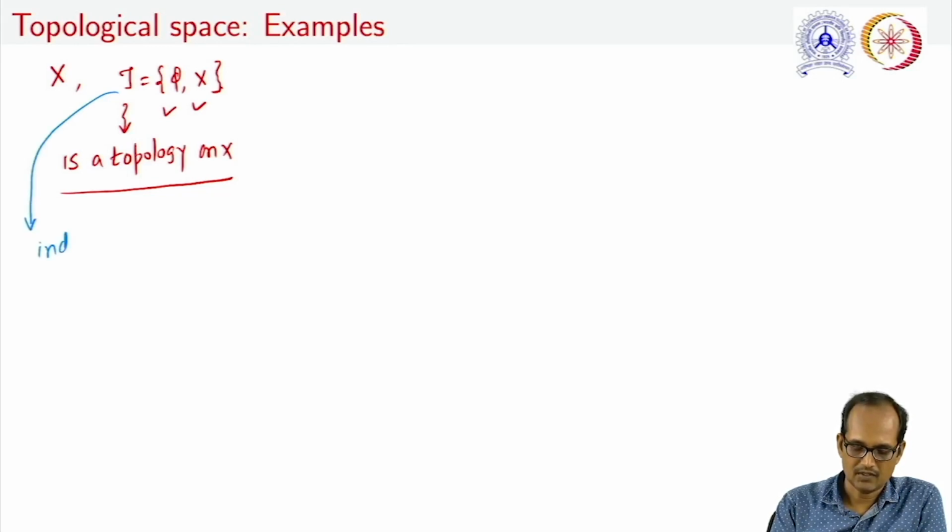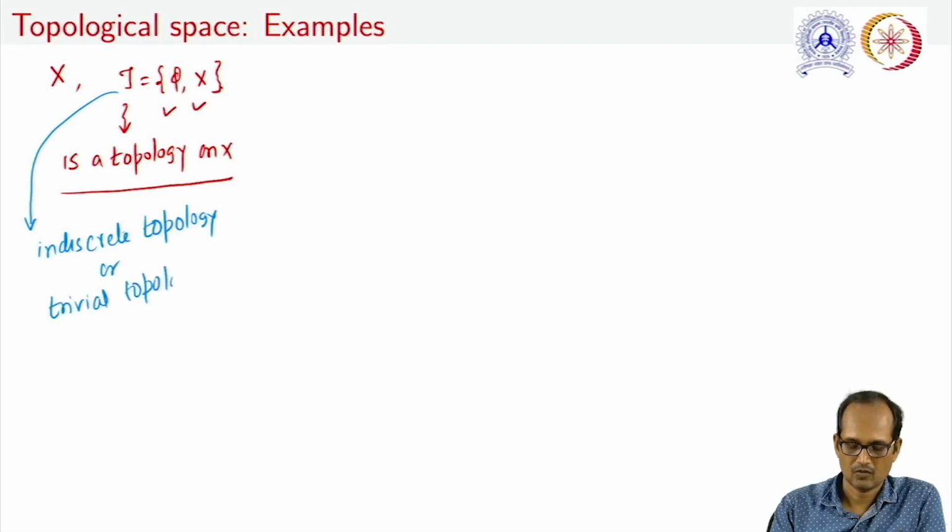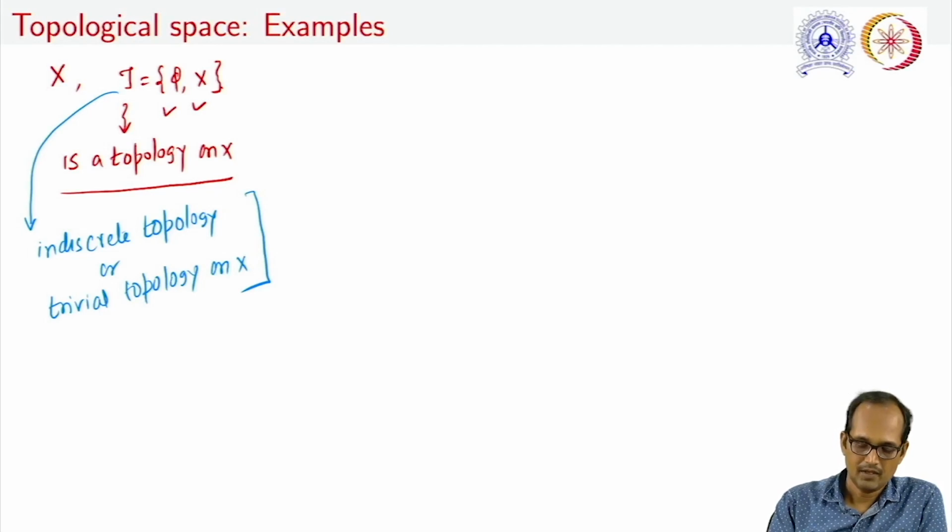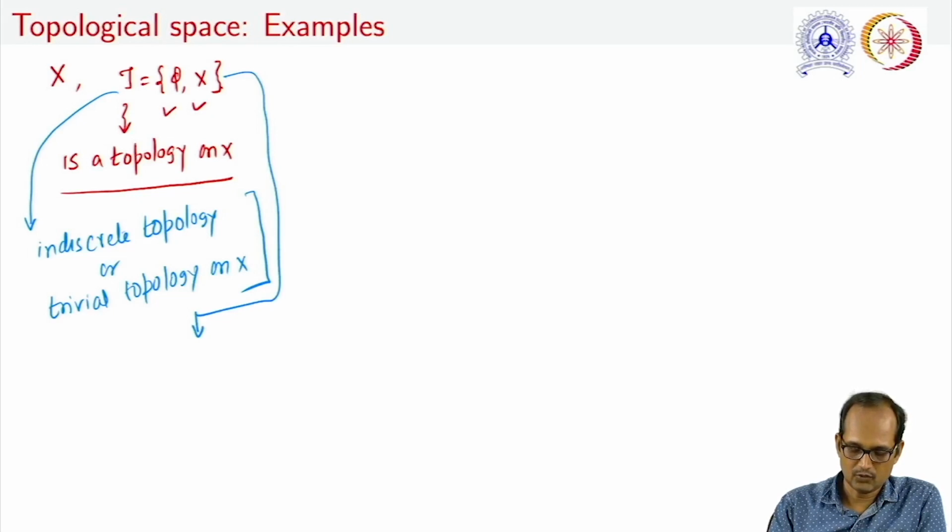This is called the indiscrete topology, or the trivial topology on X. We cannot even think about a topology which does not contain the empty set as well as X. So we can have one more conclusion, and the conclusion is that this indiscrete topology is the smallest topology.